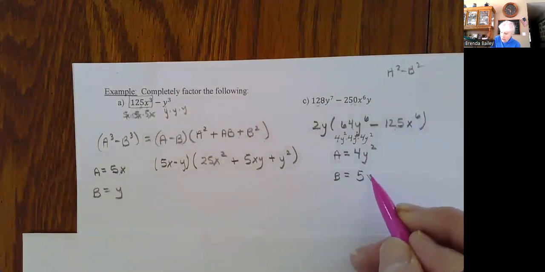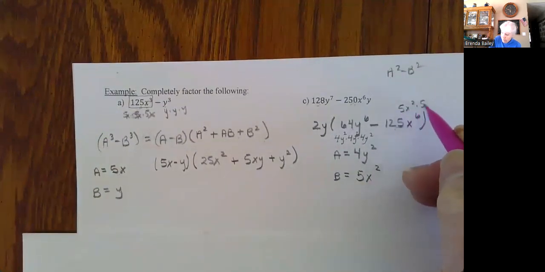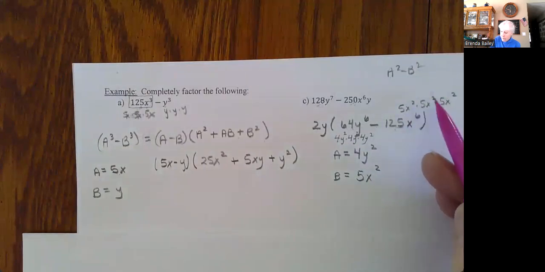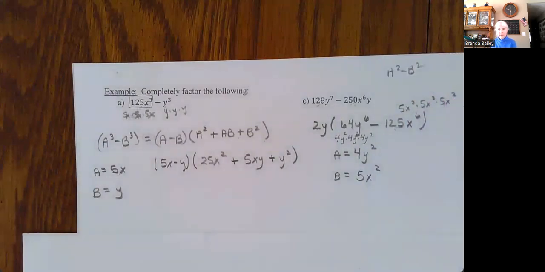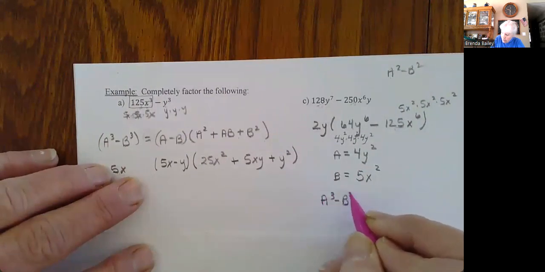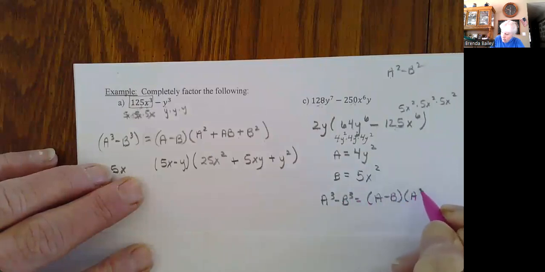So we have x squared. So if I were to take 5x squared, to get the 2, I just divided by 3. I need 3 of them. And you could check it. 125, add exponents, you get a 6. All righty. So knowing that, we're going to go ahead and fill in our formula. A cubed minus B cubed equals A minus B times A squared plus AB plus B squared.